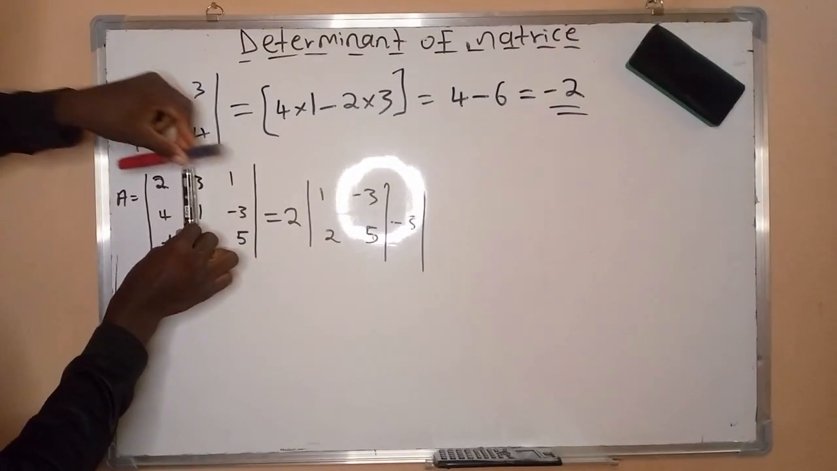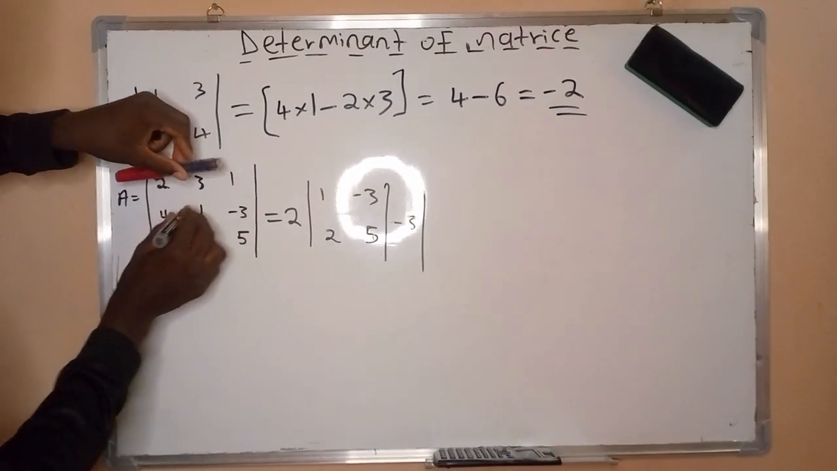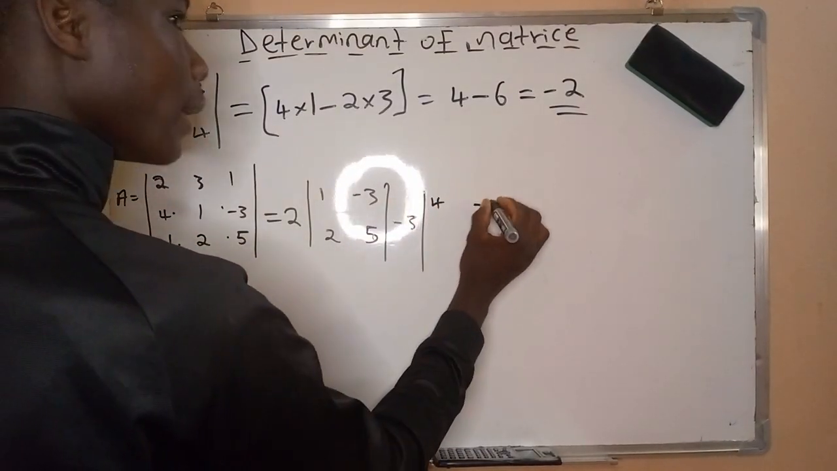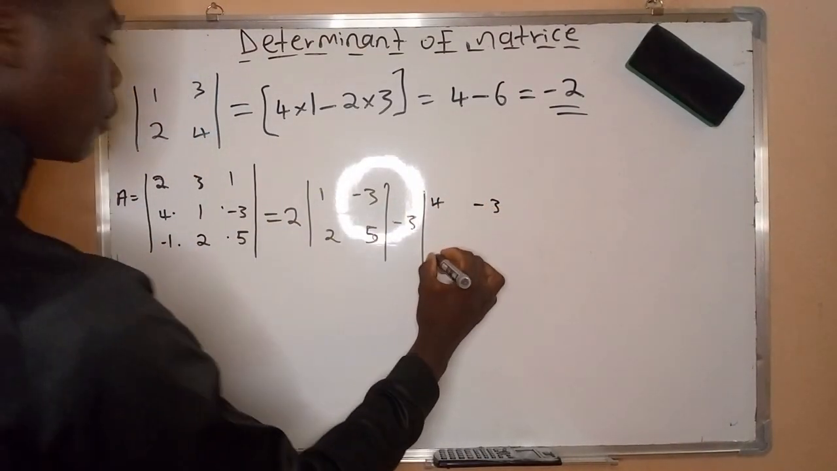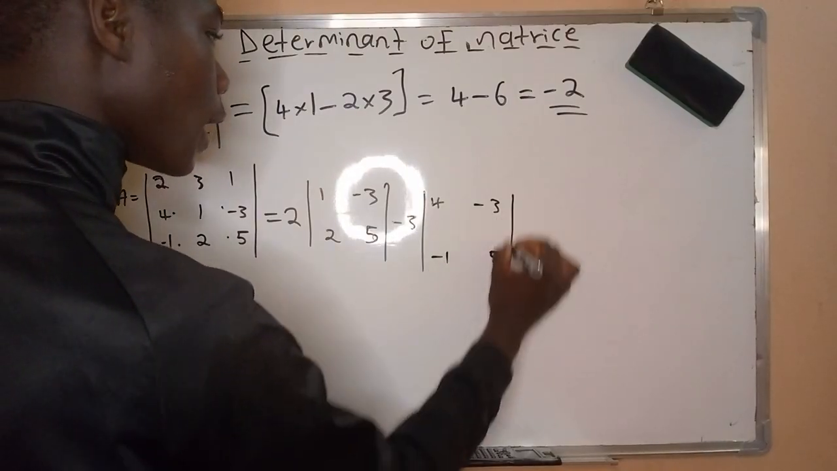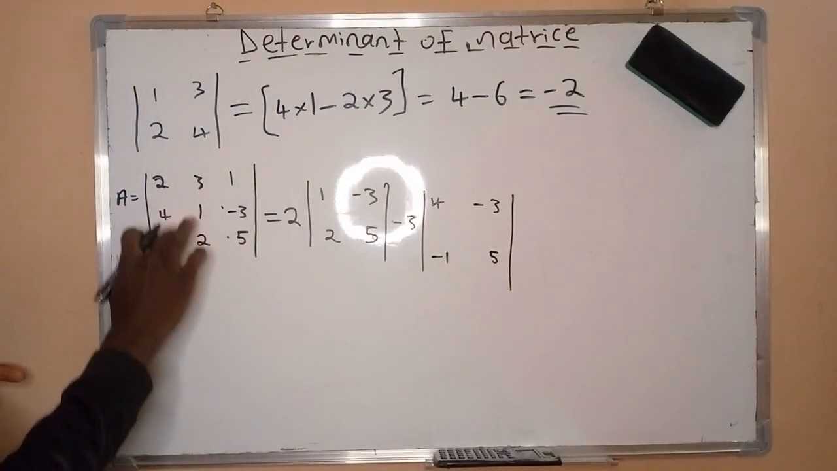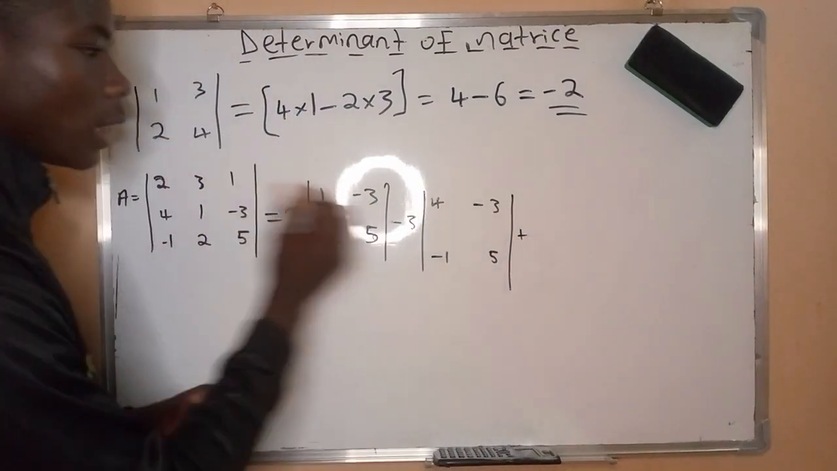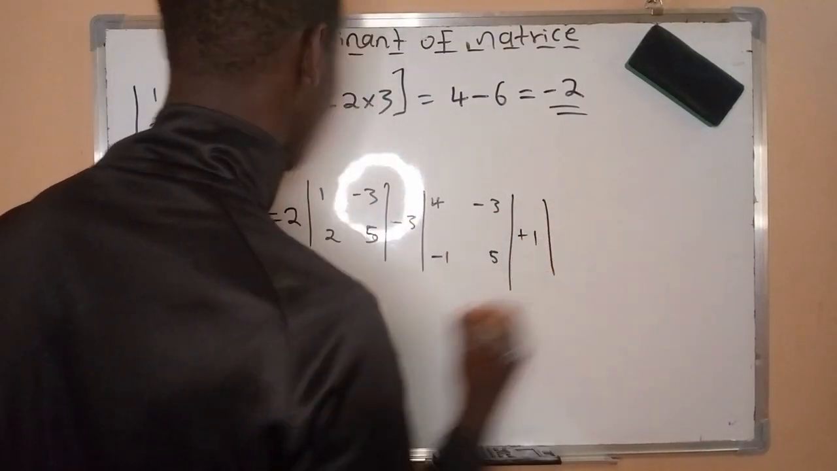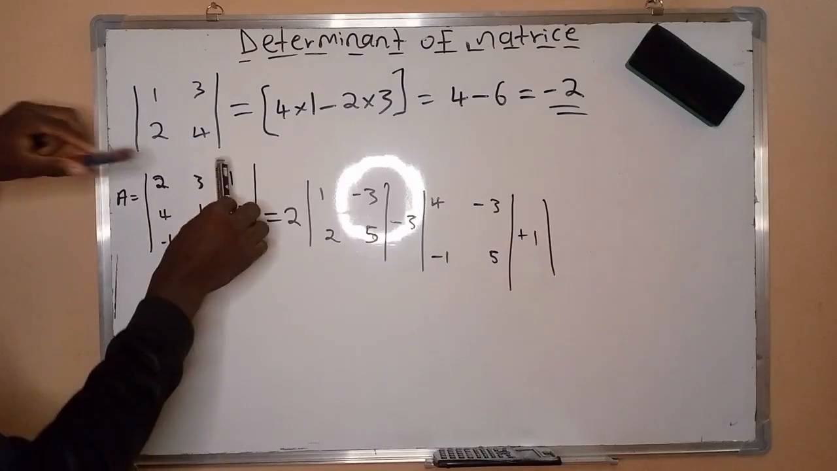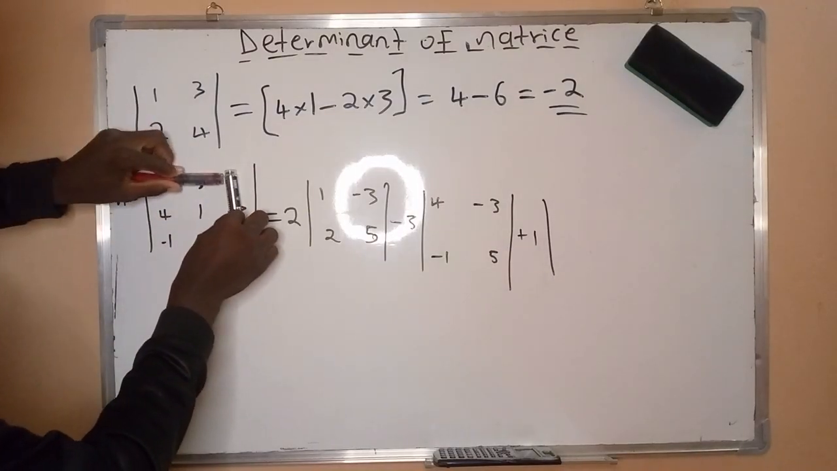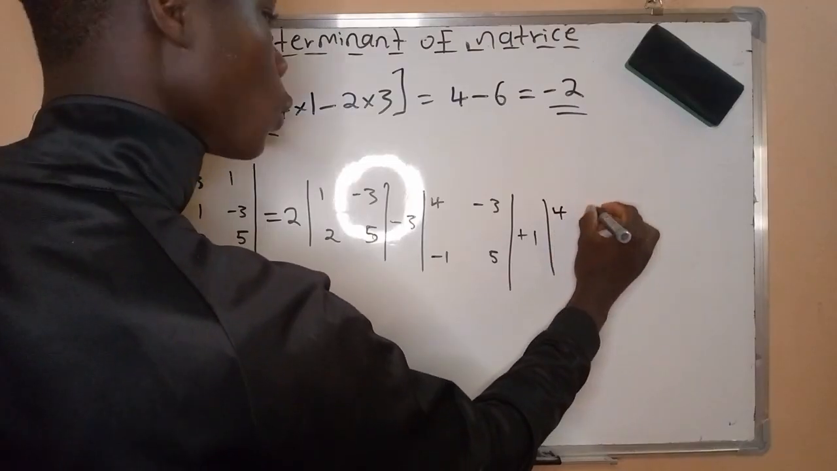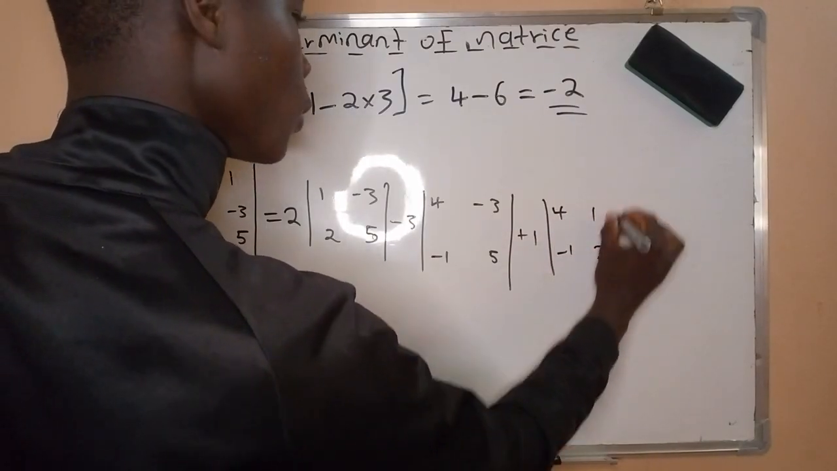I will delete this, and I will delete this. I'm left with 4, and then minus 3, and then I'm having minus 1 and 5. So I have a positive sign, then I'll have the value of 1. If I'm to calculate for 1, we delete this, we delete this. I'm having 4, 1, minus 1.